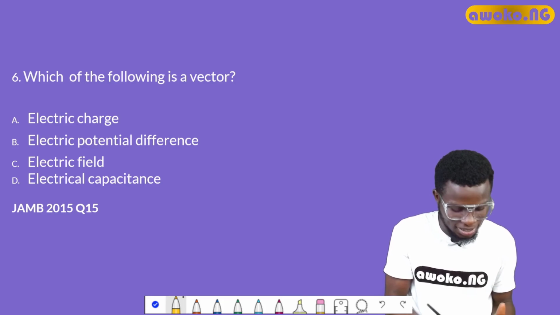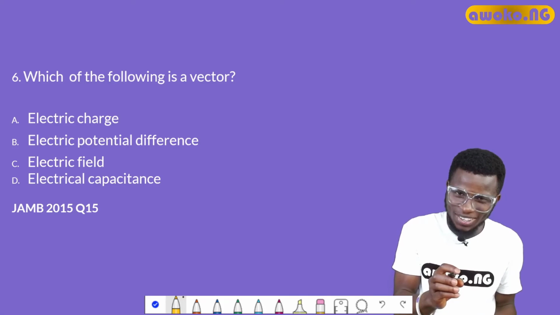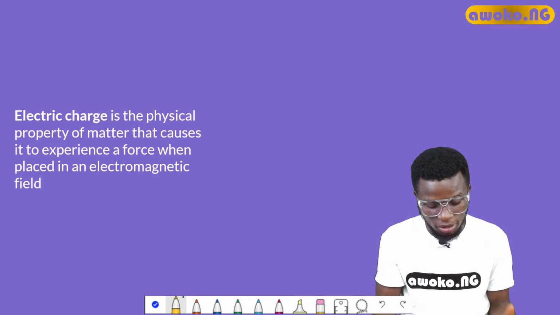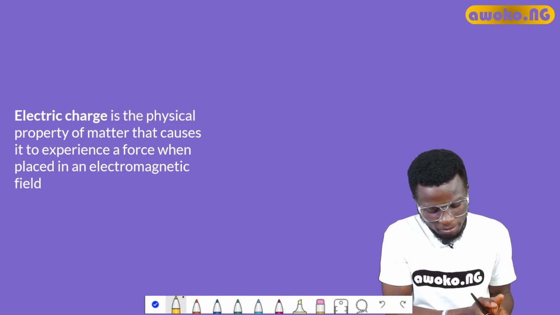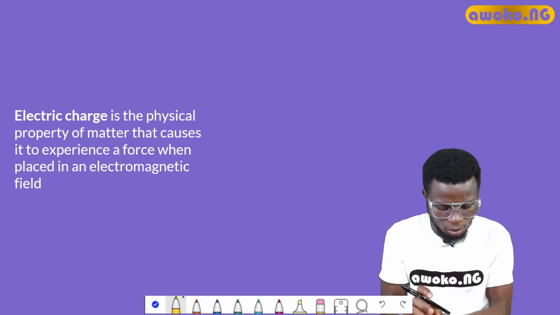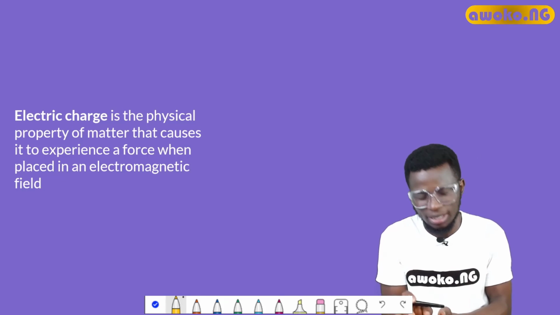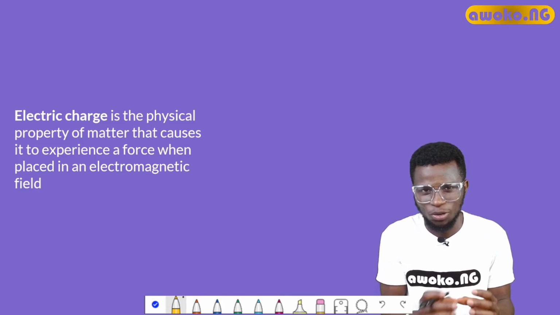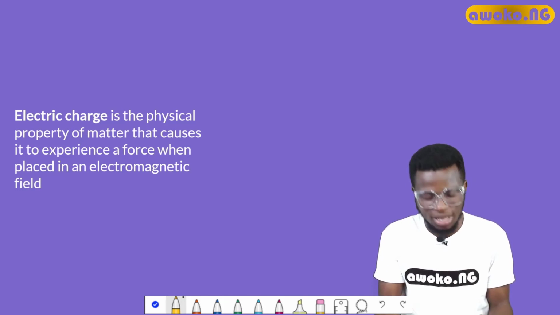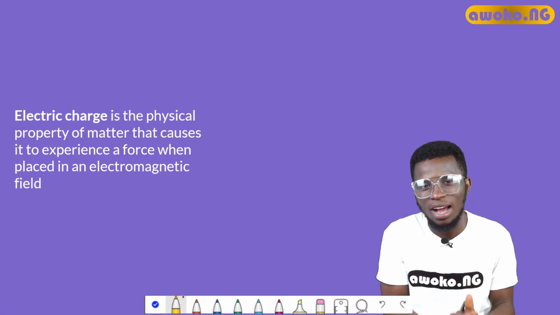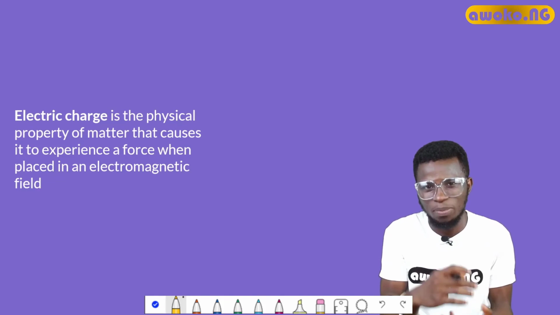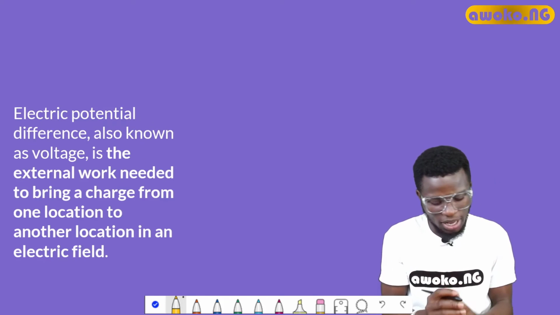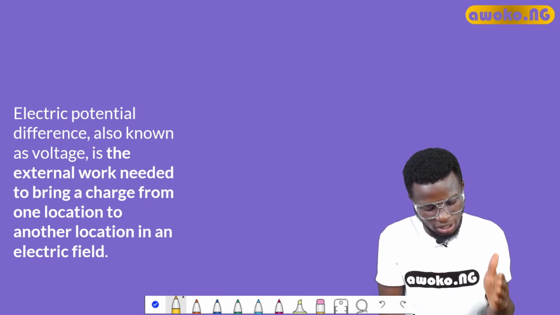Before I tell you the answer, let us explain what electric charge is. We say electric charge is the physical property of matter that causes it to experience a force when placed in a magnetic field. From the definition, you should know that electric charge does not have direction. It's just a property of matter.